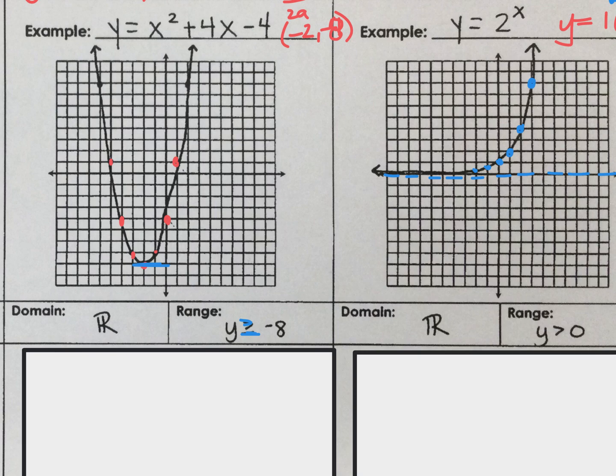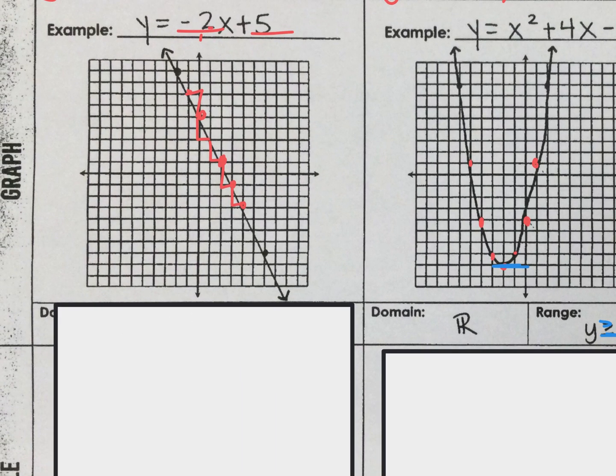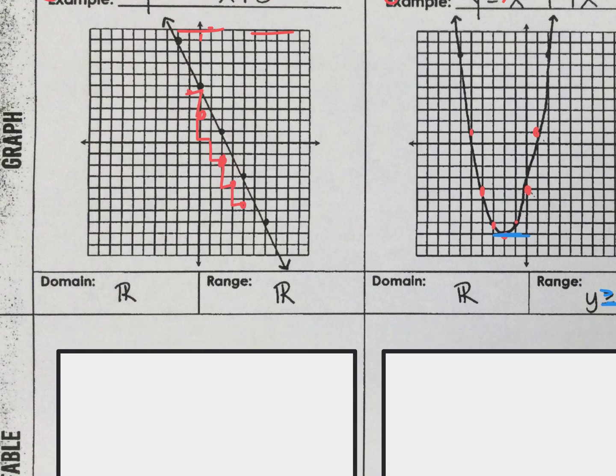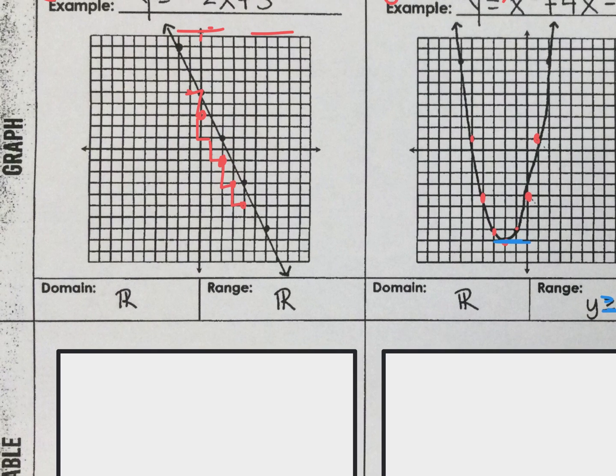And then we have the linear. This one's going to be the easiest. It goes up, down, and left, right forever. So its domain and range are both all real numbers. All right, so the next part is actually talking about patterns and tables.